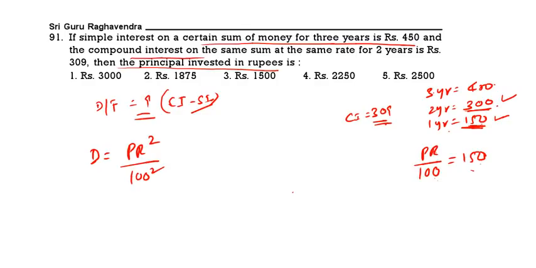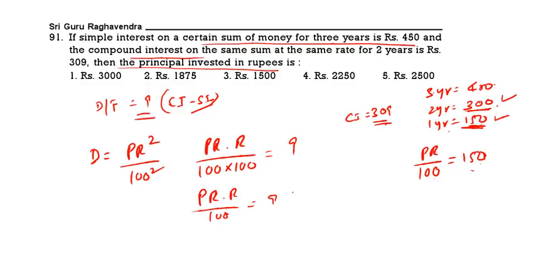Now here we have to calculate the R value. PR square by 100 square can be written as PR into R by 100 into 100, and that is equal to 9. So PR into R by 100 is equal to 900. What is PR by 100? 150. So 150 into R is equal to 900. R value is 6%.